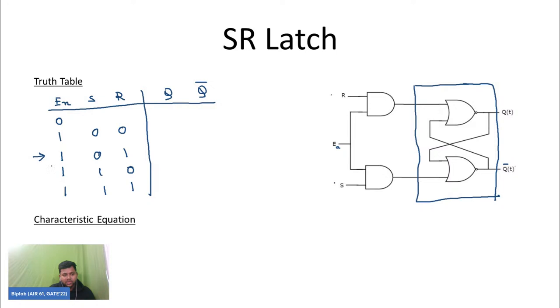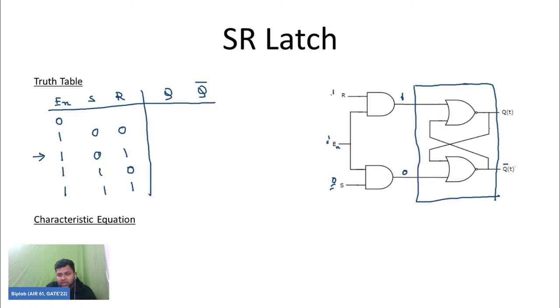When S is 0 and R is 1. You can see this is an AND gate, and this is an AND gate. Since S is 0, you are sure that the result of this AND gate will obviously be 0. Now we don't know about the other AND gate. What will be its result? This is E, this is R. We have considered E is 1, so this will be 1. Now let us go inside this circuit. You can see in this circuit the output Q is again used as input.